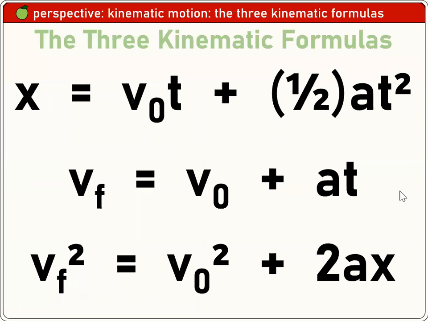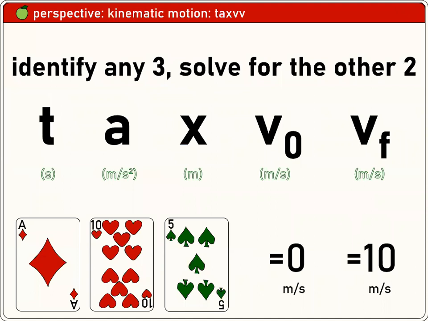That brings us to these 3 kinematic formulas right here. If you keep track, there are 5 different variables we're juggling: time, acceleration, displacement, initial velocity, and final velocity. You guys remember, if you can identify any 3 of these things, then in principle the other 2 become solvable. They can become locked in place. If you only have 1 or 2 variables, then it's not solvable. Oftentimes in physics textbooks, some of these variables will be implied or won't explicitly be expressed as a number.